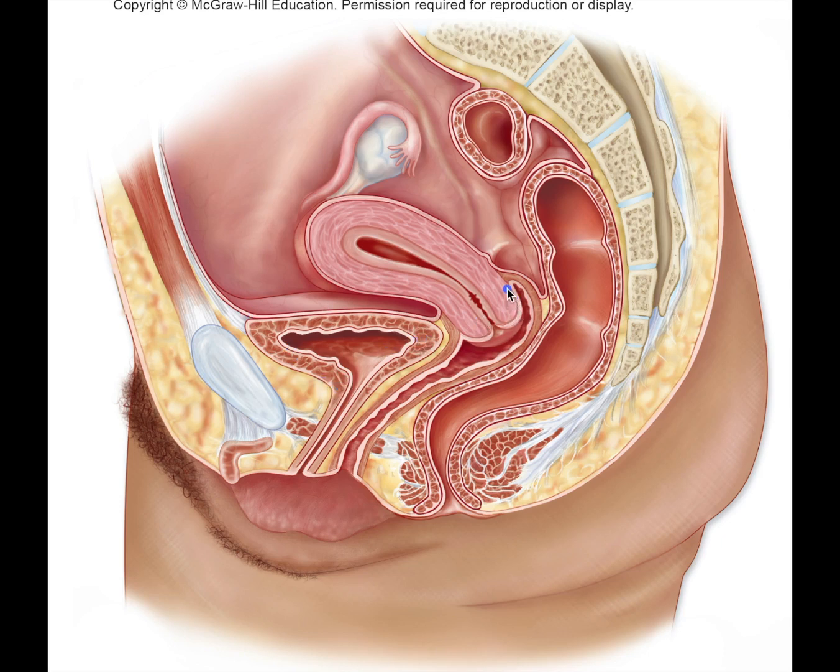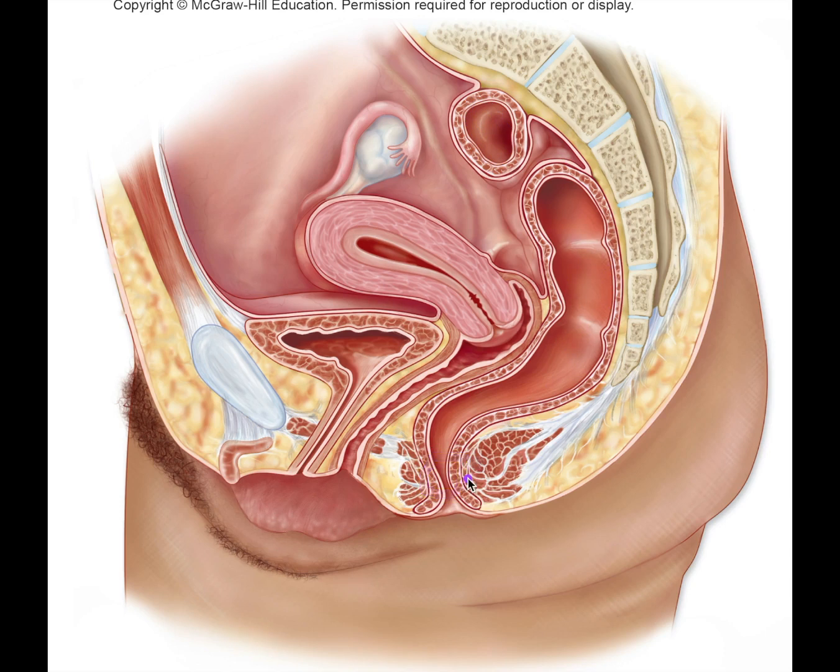Here is the cervix. We have the endometrium, the myometrium. We've got one of the uterine tubes. We have one of the ovaries. This is a segment of the digestive tract. This is the rectum and the anus.